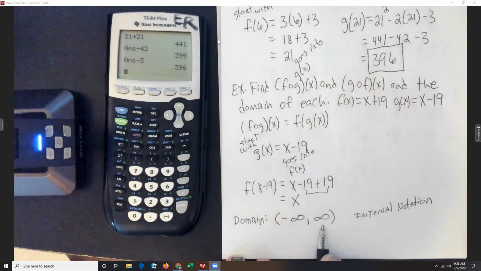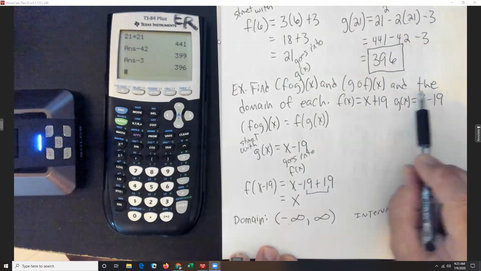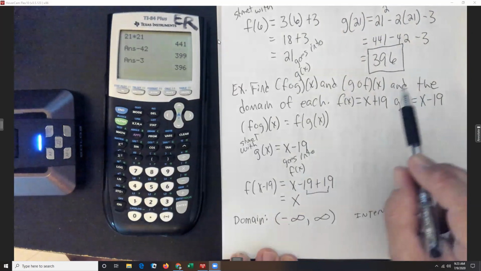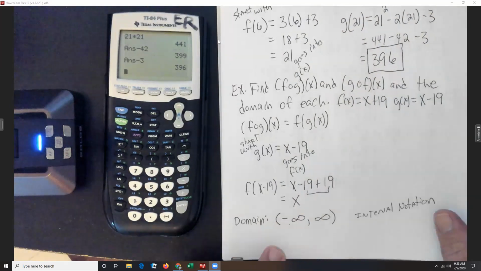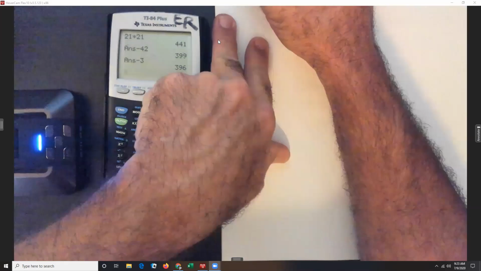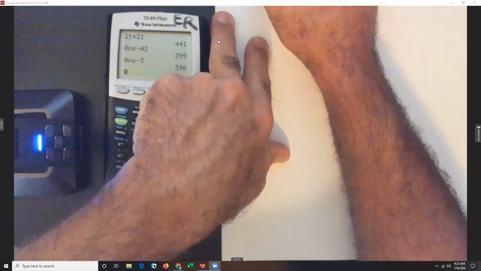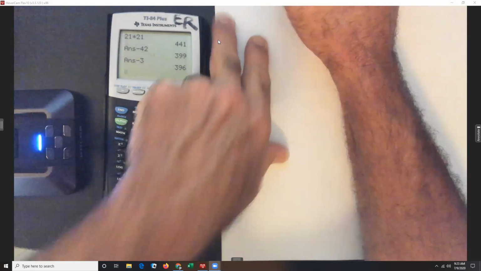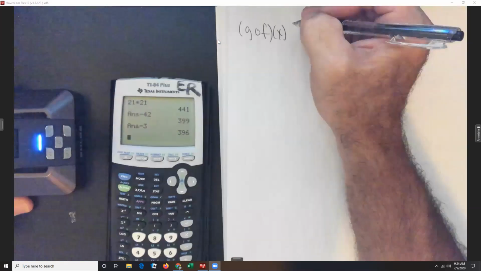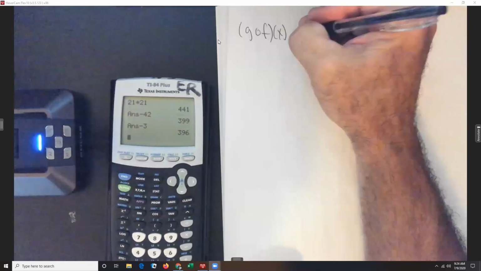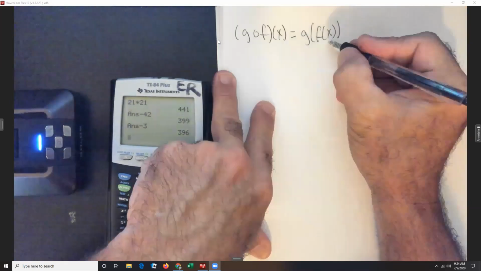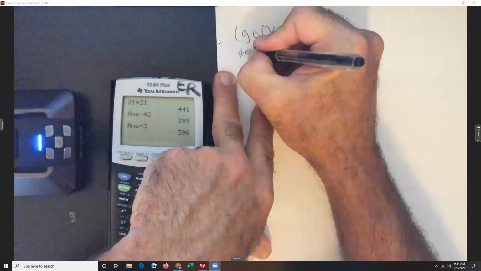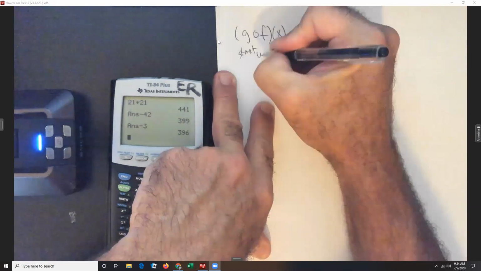Now, I have to do g of f of x. So let me move my paper a little bit, y'all. So now we're doing g of f of x. And I'm going to move before y'all tell me. So remember, this one will equal g of f of x. So the first we're going to start with, innermost, is f of x.